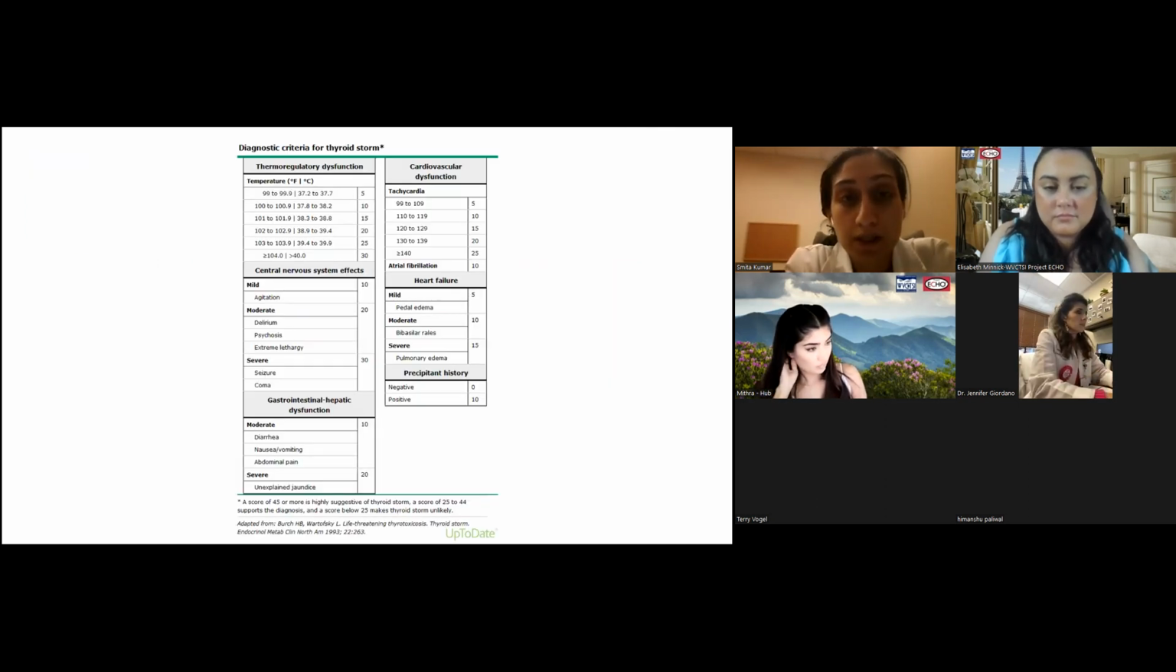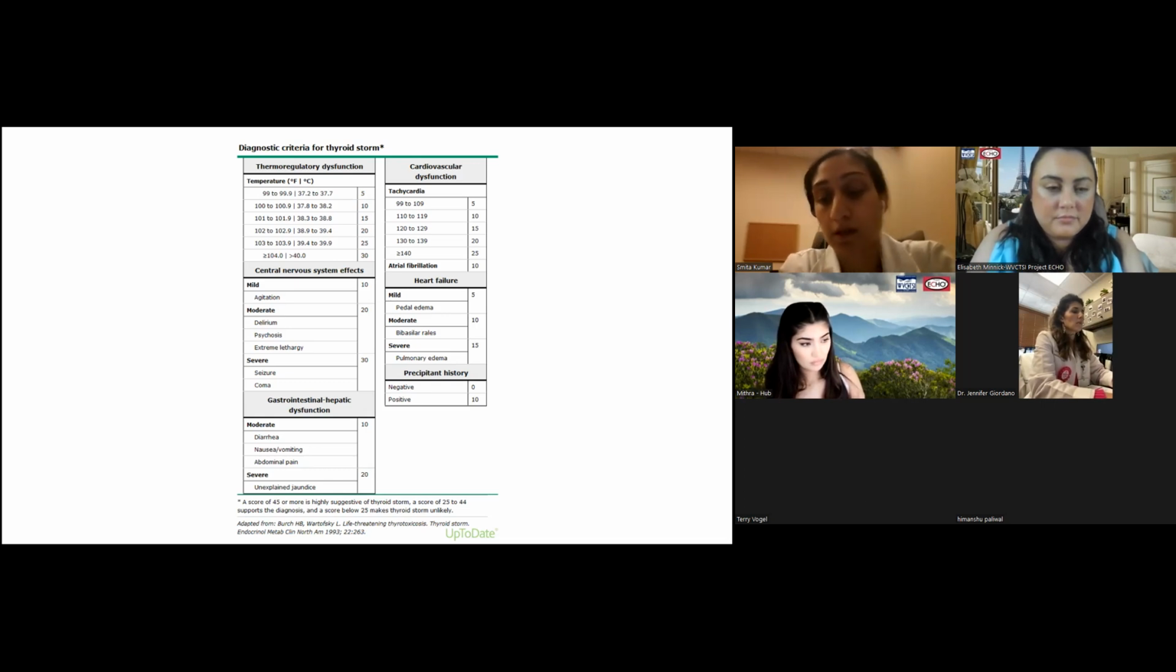This is a scoring system that, again, this chart is on UpToDate. It's called the Wartofsky scoring system. And it's basically a clinical guide to see if a patient may be in thyroid storm or not. A score of 45 or more on this is suggestive of thyroid storm. Again, this can never diagnose thyroid storm, but it's just a good clinical guide to see if you need to be more worried about thyroid storm.